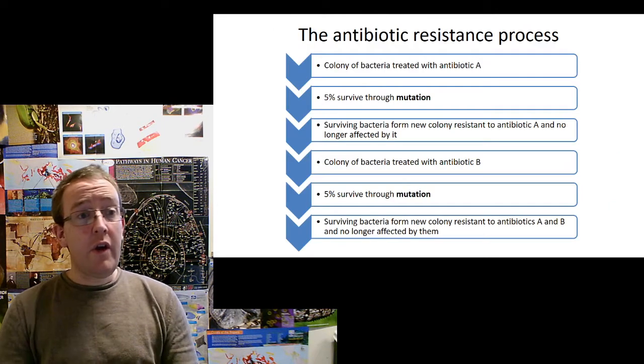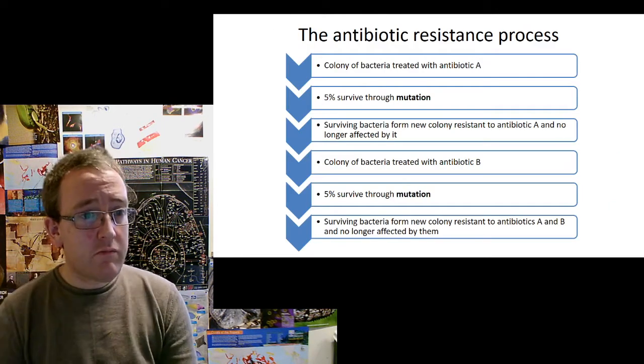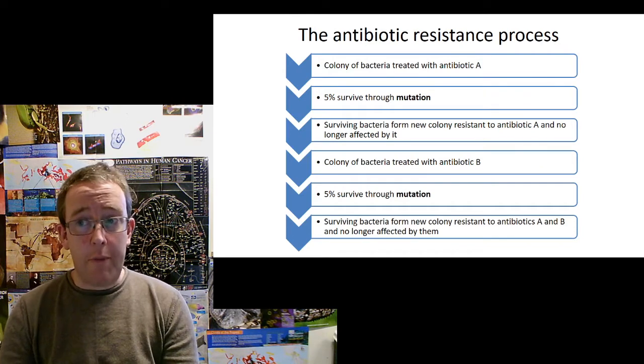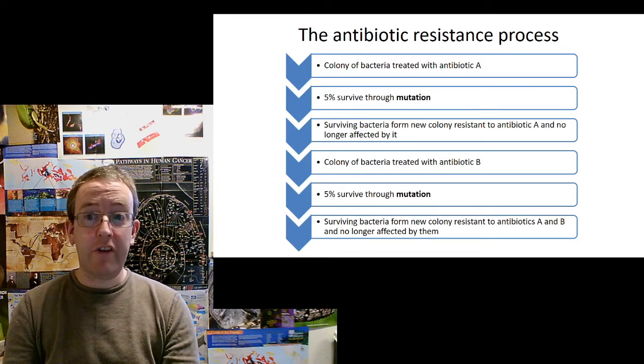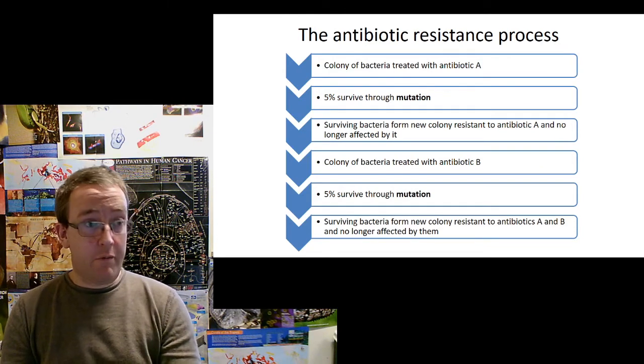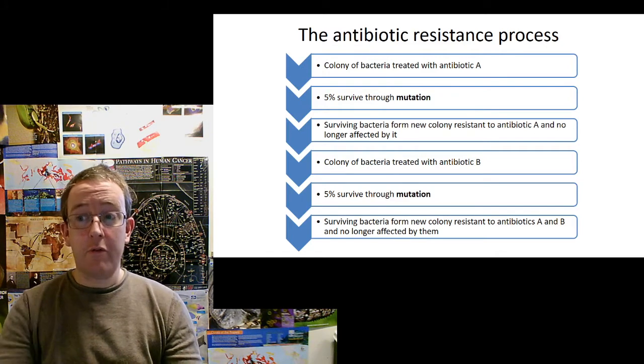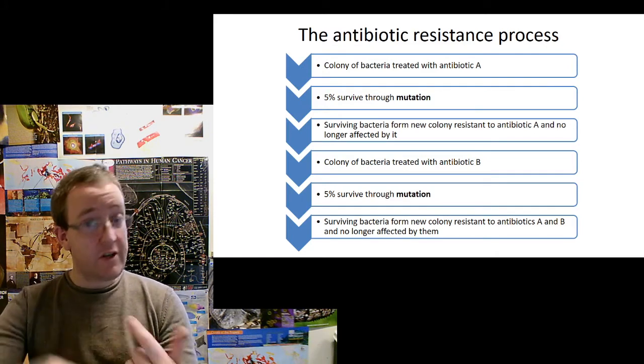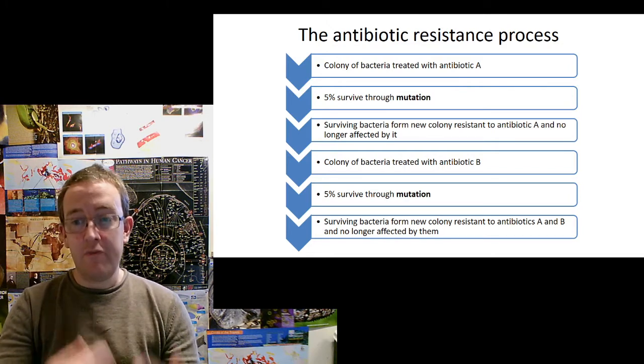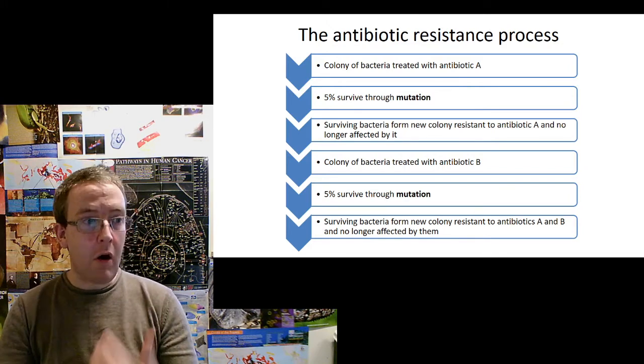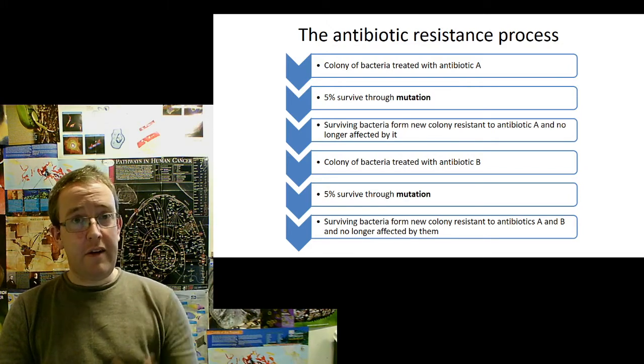Okay, so in total, this is sort of our flow diagram of what happens. You get a colony of bacteria treated with antibiotic A, 5% survive through a particular mutation. The surviving bacteria form a new colony resistant to antibiotic A, so you switch to antibiotic B. Same thing happens, repeat, repeat, repeat, repeat. And eventually, you've got a multiple resistant bacteria.